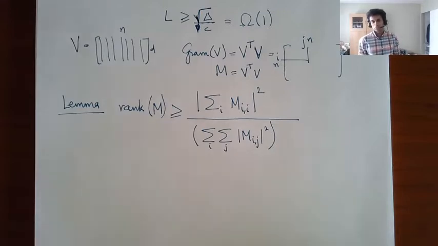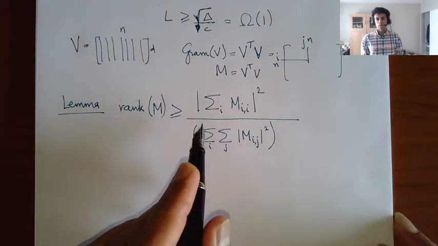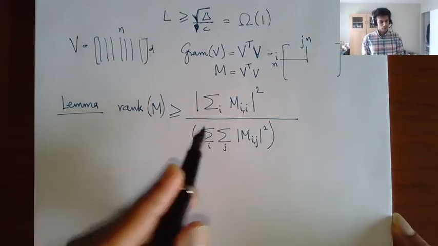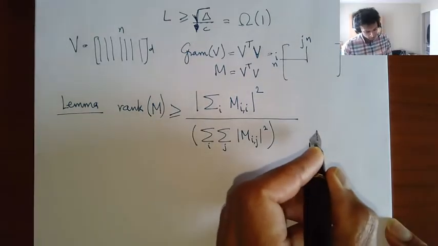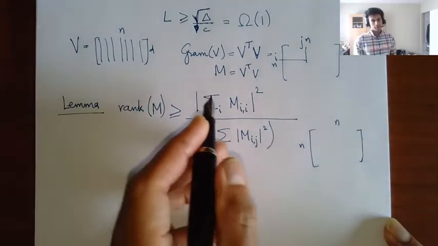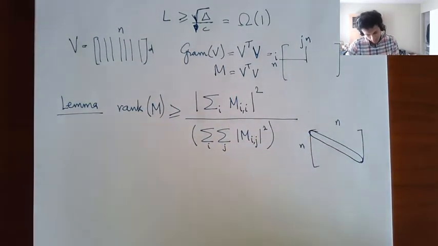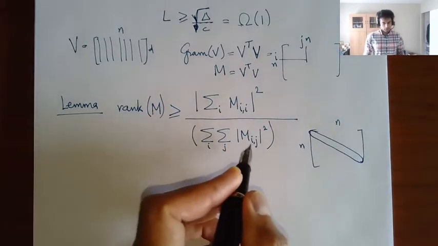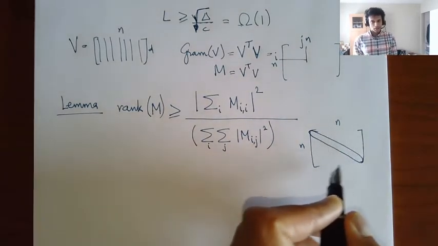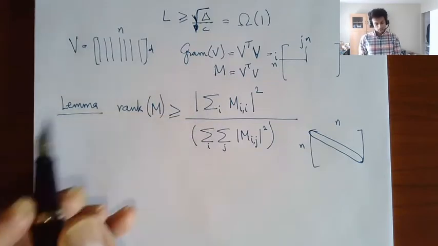Although it turns out that, for a gram matrix, this is fairly easy to derive by itself. So let's try to understand what this bound is saying. So again, here's my n cross n matrix. I'm looking at the trace. Those are all the diagonal entries. The Frobenius norm is summing over all entries. So this is the trace squared divided by the Frobenius norm squared.